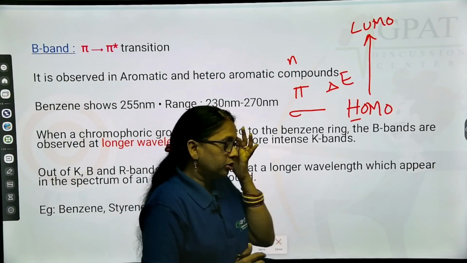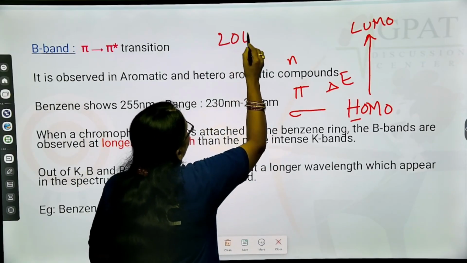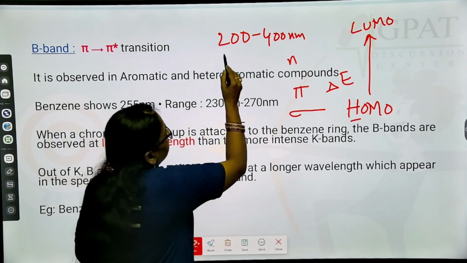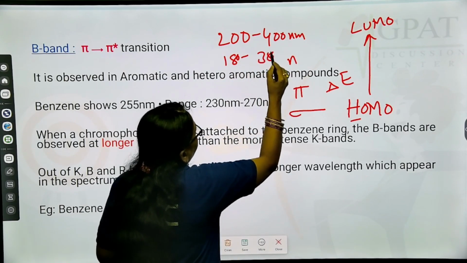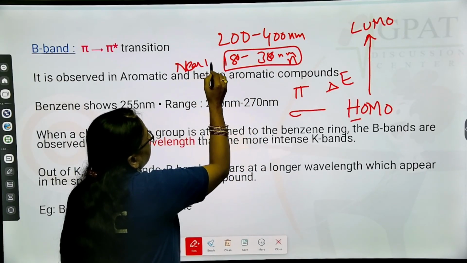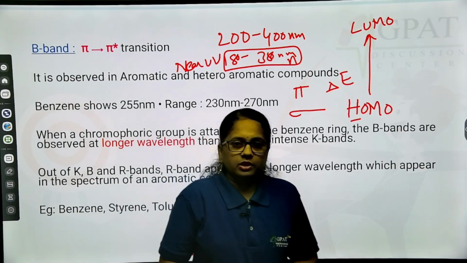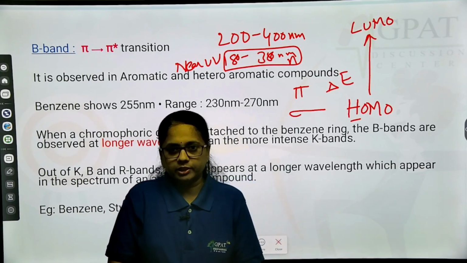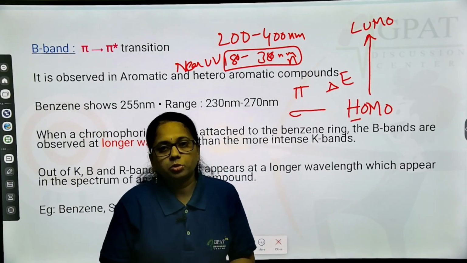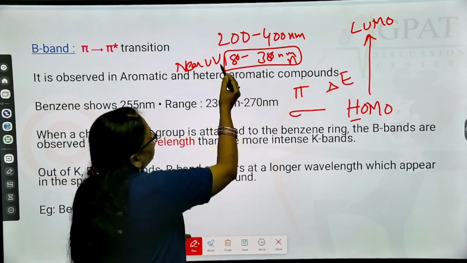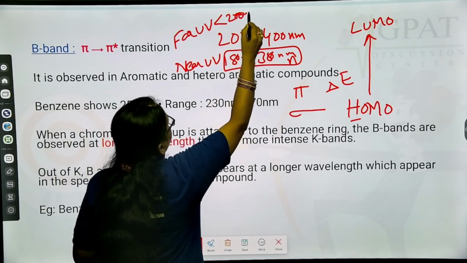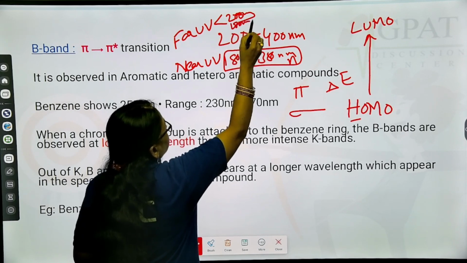region. Okay, so we know that UV spectroscopy generally means 200 to 400 nanometers, or strictly speaking 180 to 380 nanometers. This is the exact region that we call near UV. Okay, so in this near UV, whatever spectrum we get is due to sigma electrons, pi electrons and n electrons, whose electronic transitions take place. So the near UV and far UV: far UV is below 200 nanometer, exactly below 180 nanometer.